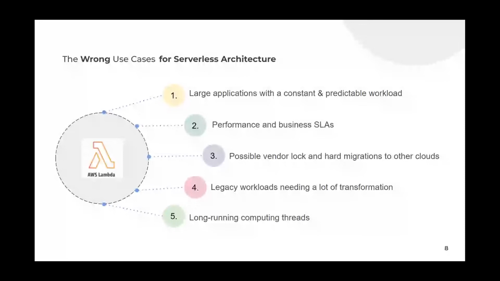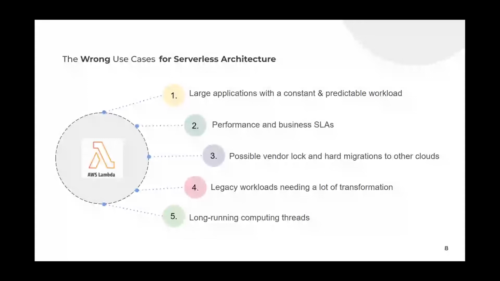As number two, performance and business SLAs. If you or your company are running strict performance service level agreements with your customers or internal stakeholders, serverless might not be the best fit. Results may vary, making your ability to meet SLAs inconsistent. That might sometimes be an issue.